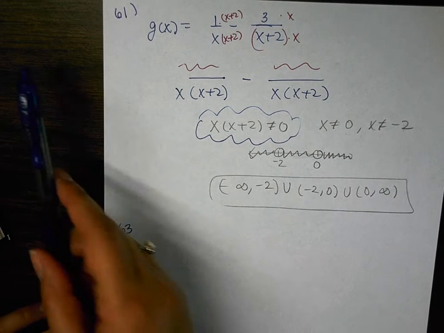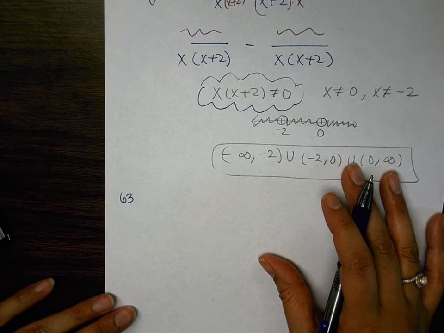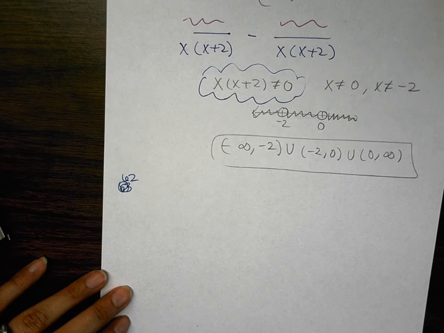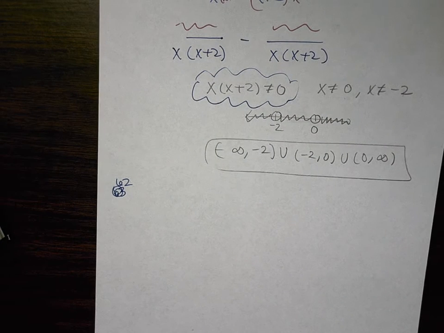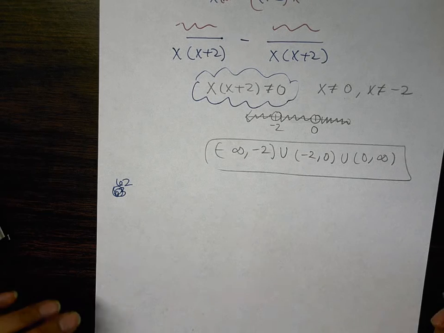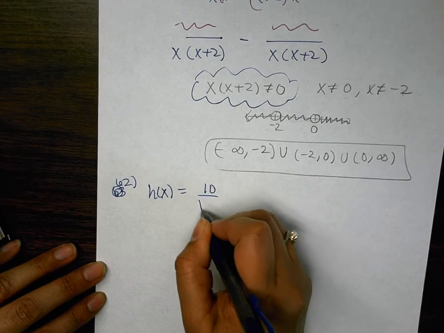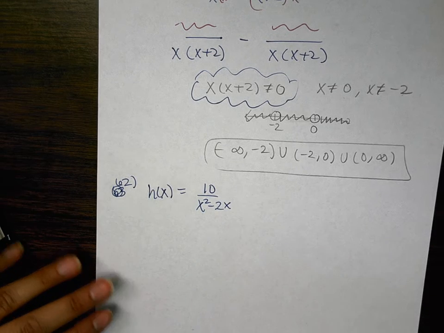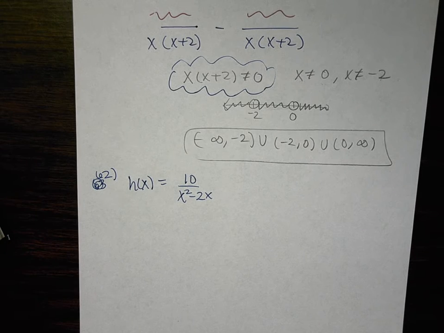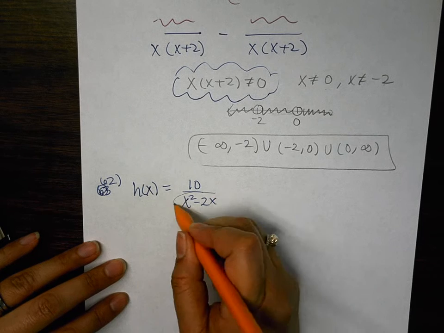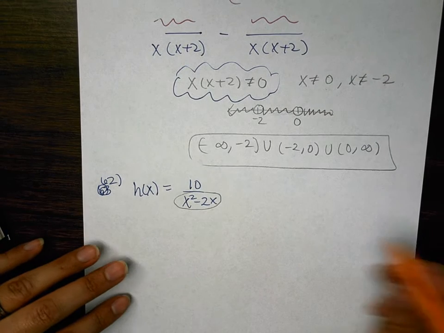62. Yeah, can you do 62? 62 first. Okay. Yes. 62. h of x equals 10 over x squared minus 2x. I am going to start this one off for you guys, but I'll let you finish it. I need all of you paying attention. It's a fraction. There's no square roots anywhere. What is my only restriction? The denominator cannot equal what?